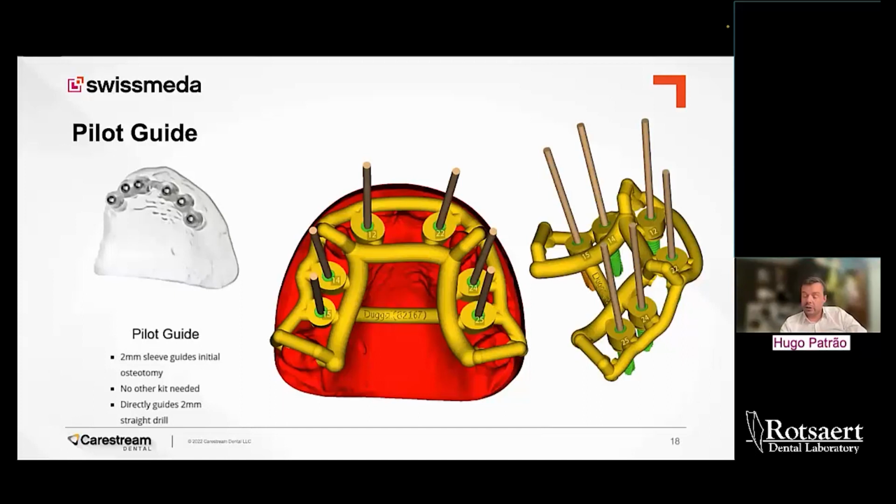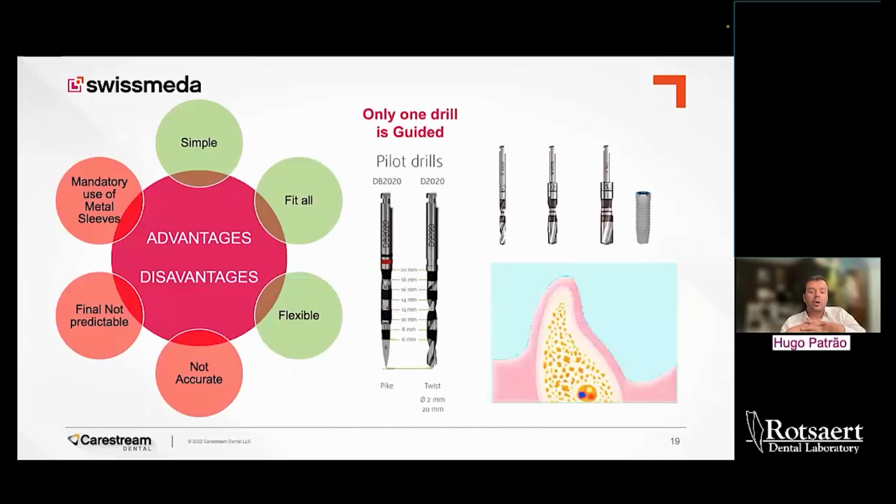Now we're going to discuss another misconception as well, whether guided surgery should be fully guided or should be only the pilot. Okay, so let's discuss those two for now. The pilot guide is, as everyone knows, up to 2 millimeter or 2.2 millimeter first initial drill, which is true. It gives you a lot of freedom. It's simple. It's only one drill through the sleeve, and it fits all the cases because it is very flexible.